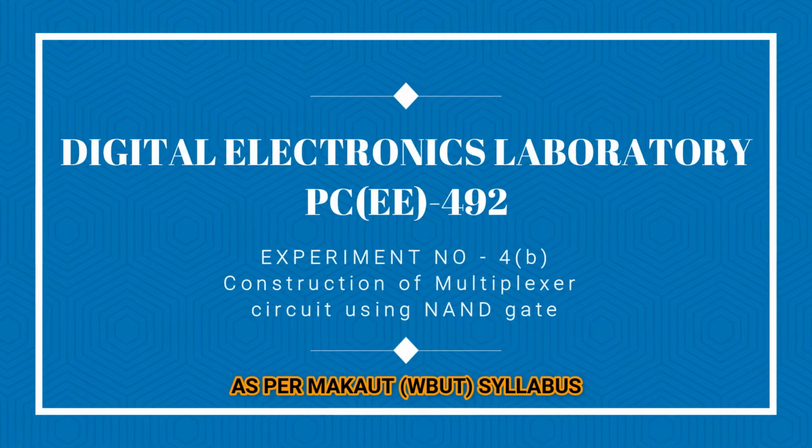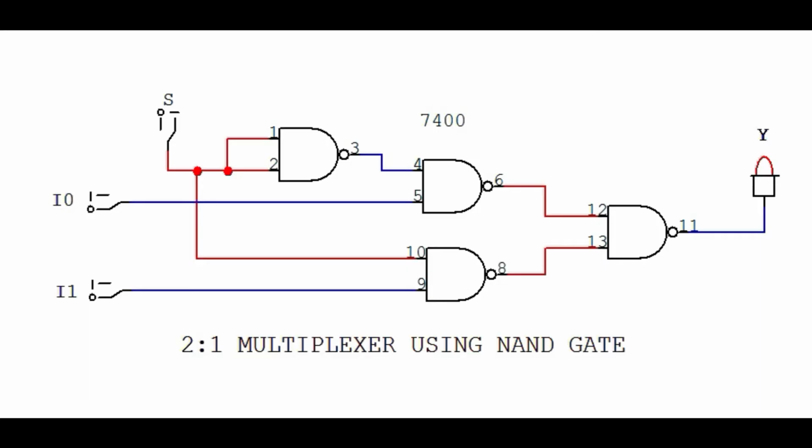Today we will perform experiment number 4. Here we have a circuit simulation of a 2:1 multiplexer using NAND gate. We are using a NAND gate IC to build a 2:1 multiplexer. IC number is 7400. We are using 4 NAND gates. Pin numbers are displayed here.